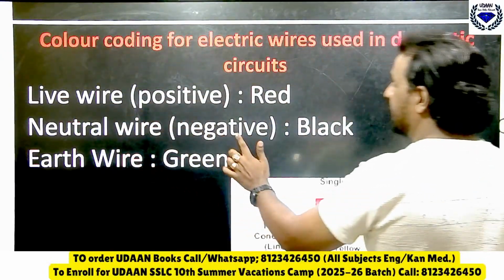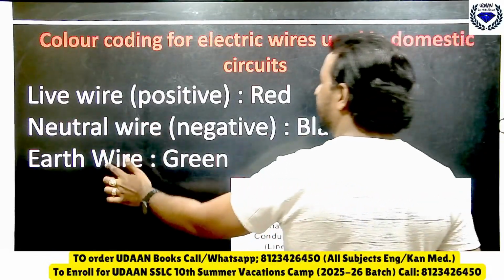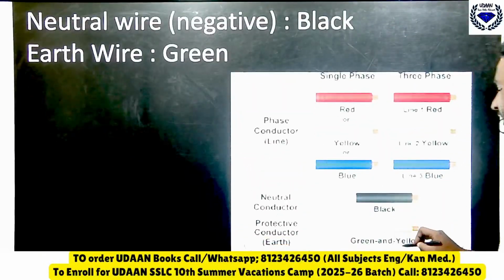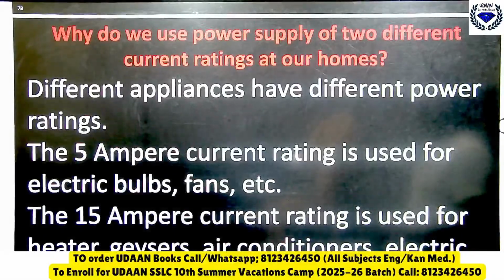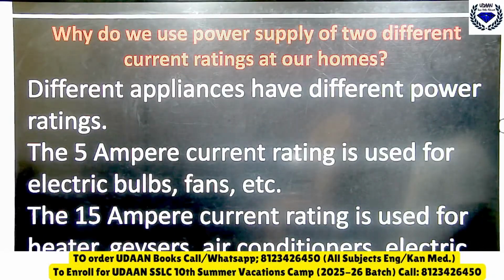Neutral wire is negative, it is black in color. Earth wire is green in color. So like this they have made color codes. Then why do we see power supply of 2 different current ratings at our home?